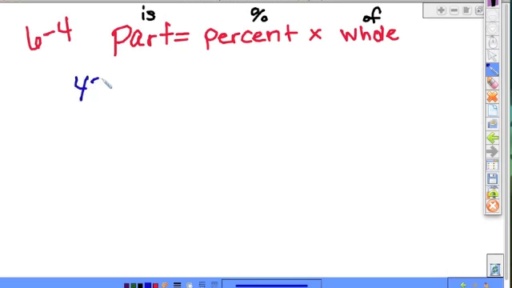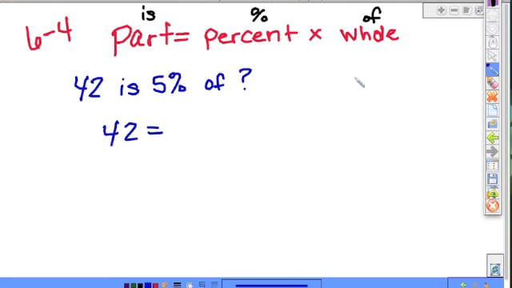What if I have 42 is 5% of what number? Which would be x, right? So let's put this in the right places. Our "is" number is 42. We have a percent, so we're going to change 5% to a decimal. Remember, we go to the left, and we get decimal 0.05. I don't know my whole number, that's what I'm solving for. And I know I'm multiplying, so I'm just going to put x right next to the 0.05.